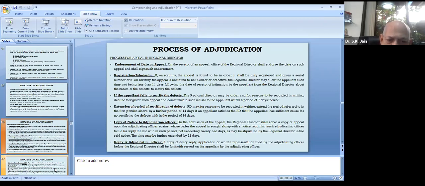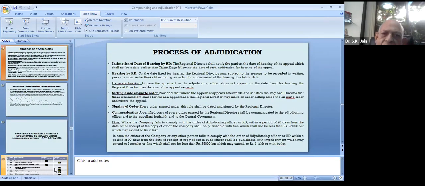Now, reply of adjudicating officer. A copy of every reply, application or representation filed by the adjudicating officer before the regional director shall be forthwith served on the appellant. So, as soon as the reply is filed by the adjudicating officer, the RD office will forward the copy of that reply to the appellant.